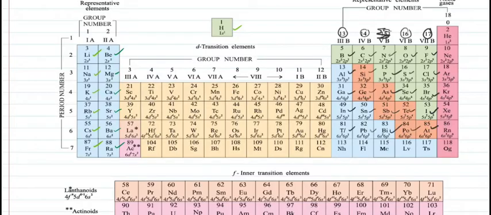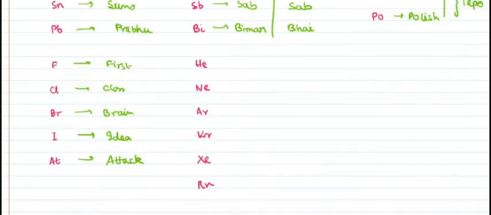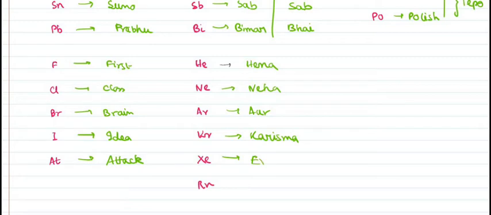Now the group remaining is the 18th one. Helium, neon, argon, krypton, xenon and radon. This is also a very easy group to memorize. But if you want a mnemonic, you can use Hena, Neha, और करिश्मा excellent Rani. So Hina, Neha or Karishma is better than Rani. So Hina, Neha, Karishma, excellent Rani. This one you can use for the 18th group.